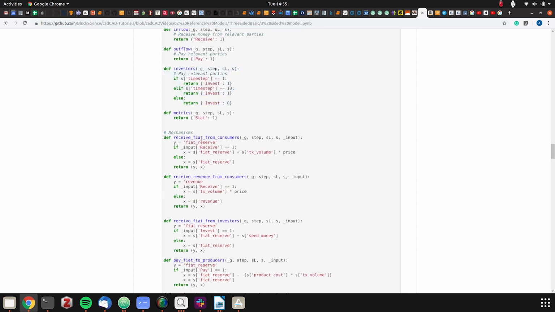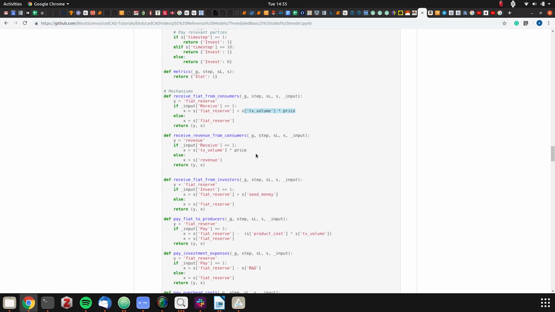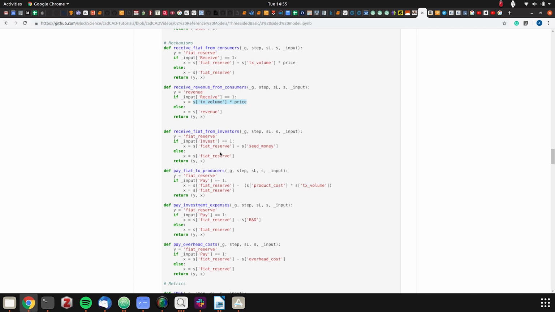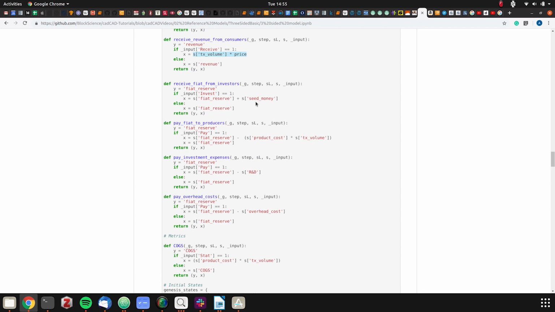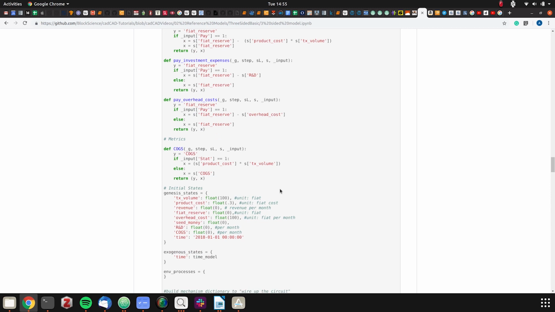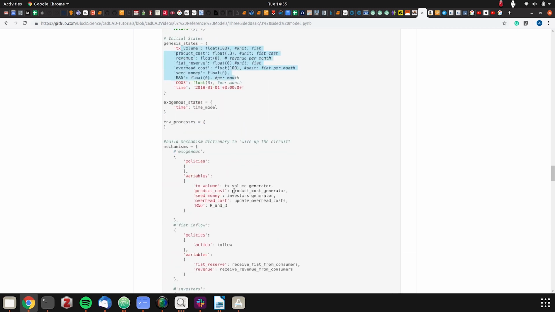In the mechanisms, we have receive fiat, where we are adding the transaction volume times price here. As you can see, revenue is per month versus a balance sheet account. Balance sheet account meaning that it stays the same. It's like a bathtub. You'll just change it based on inflows and outflows, versus this, which will start over each time. You're checking the rate of change, essentially. And then you have a receive fiat from investors, which is here. It's also an increase on the account. Then you pay product costs and all of those things. And then we wire them up. These are our initial states, and then we wire them up.